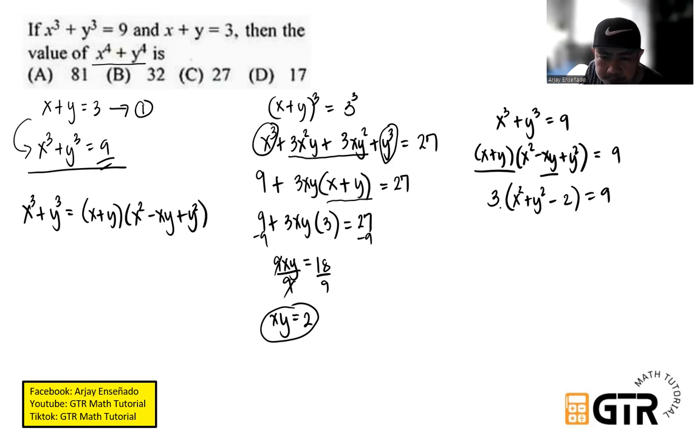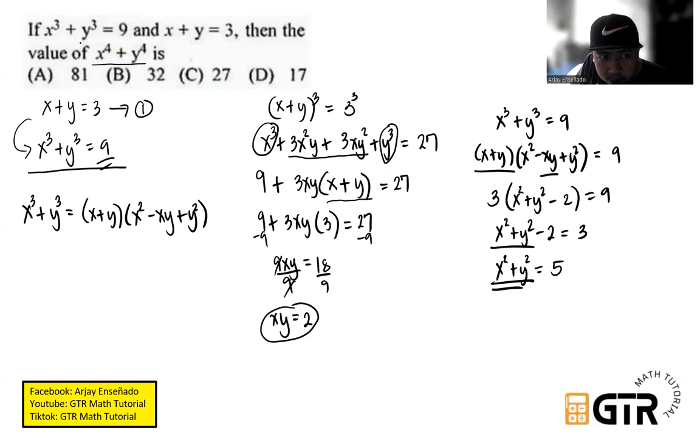So divide both sides by 3. So we will have x squared plus y squared minus 2 equals 9 divided by 3, which is equal to 3. So therefore, we can solve the value of x squared plus y squared. Add 2 to both sides, and x squared plus y squared is equal to 5. Okay, so we have the value for x squared plus y squared, that is equal to 5.